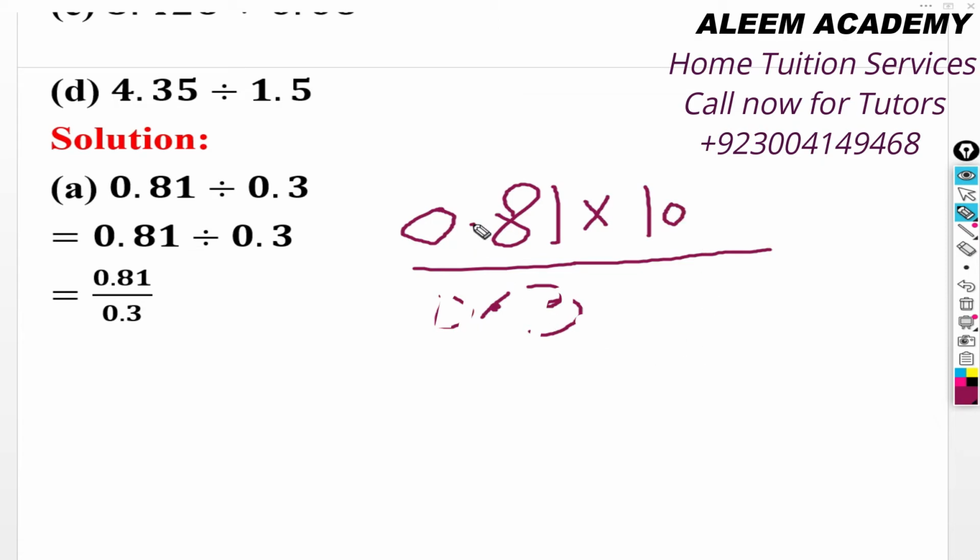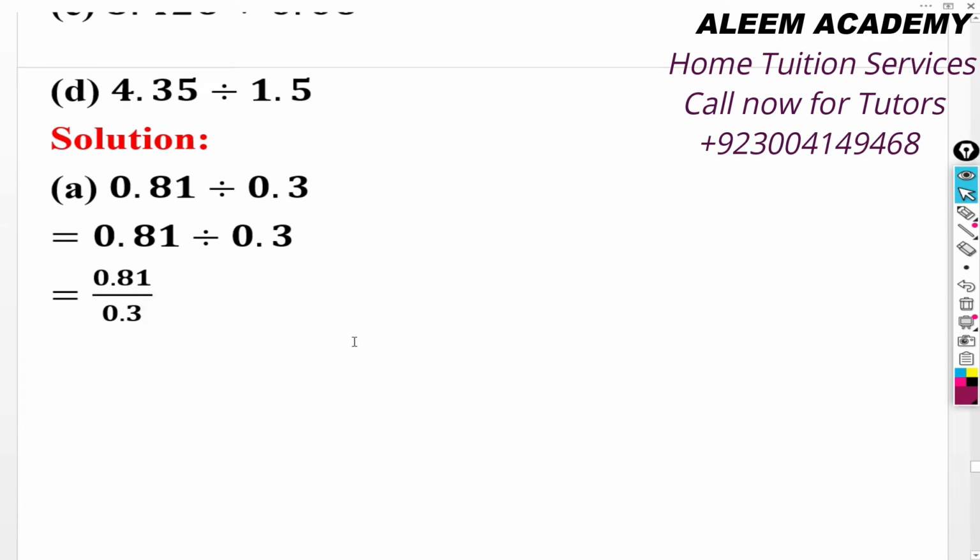Now we have to remove this decimal in 0.81. So we remove this decimal and multiply with 1 on the other side. See how many digits are there after the decimal. There are 2 digits, so write 2 zeros over here. I think you got the concept, so let's do it. So this will be multiplied, and here also multiplied.